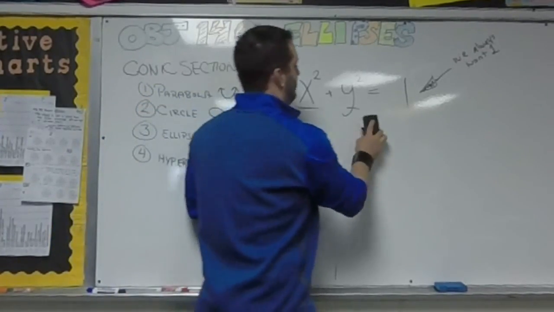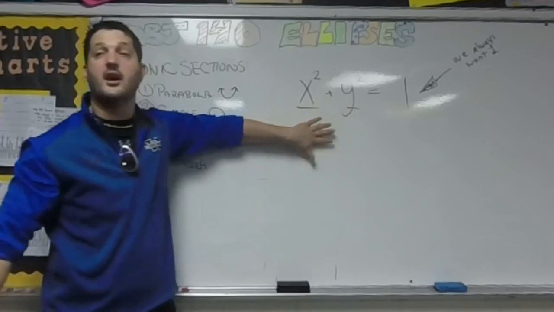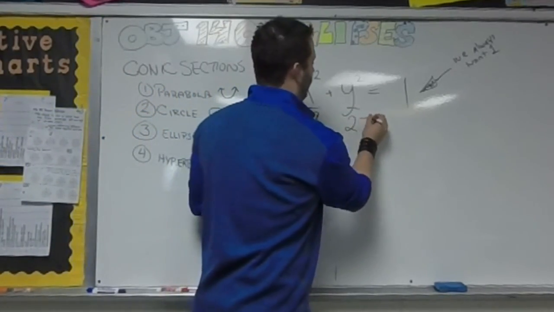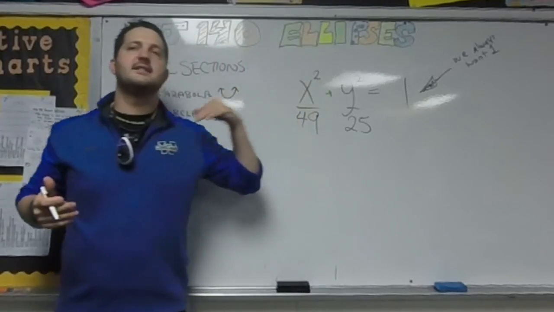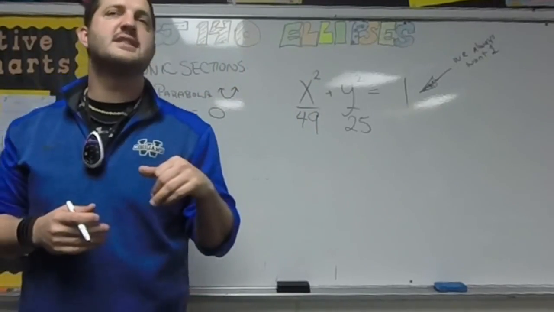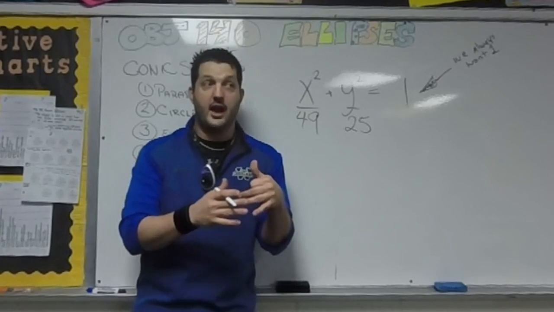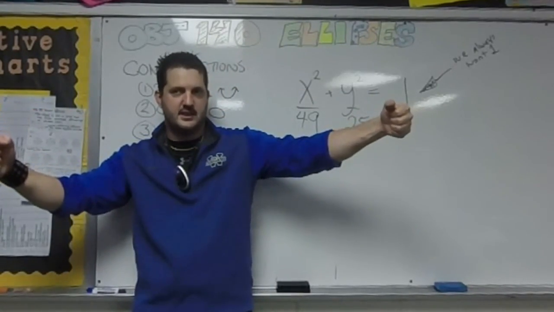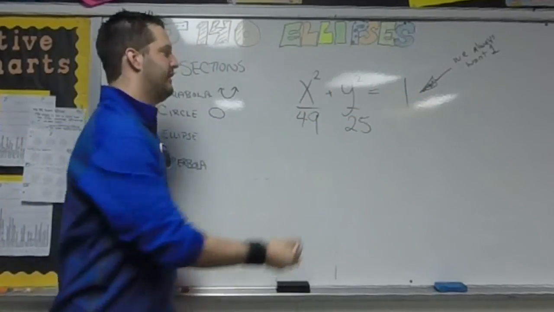We have different numbers here. We got x squared, y squared, and 1. Under here is 49 and 25. All right, this time, 49's under the x, 25's under the y. So what's the bigger number? 49. Under the x. So it means stretch it left and right. So it's going to be bigger this way.